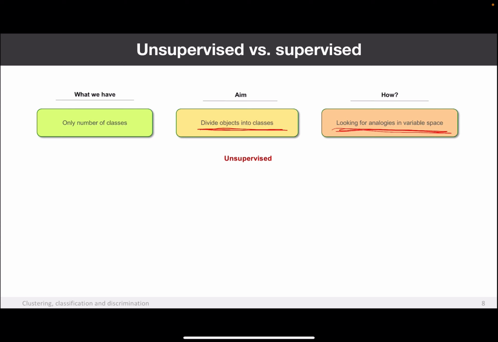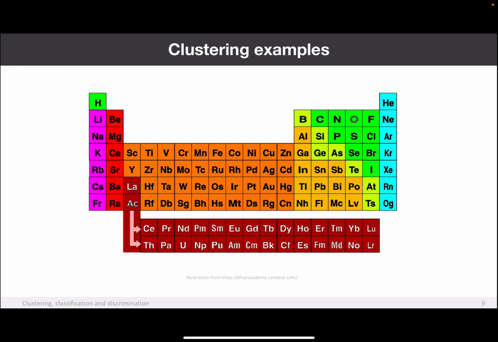So these are unsupervised methods. And probably one of the best-known unsupervised classifications, at least for chemistry students, is the table of elements by Mendeleev. And you know that there are several ways to cluster elements depending on different features, different parameters of these elements, right? For example, we can think about metals, non-metals, and so on.